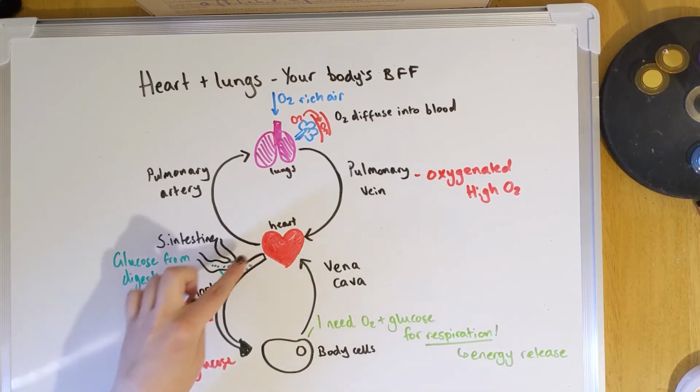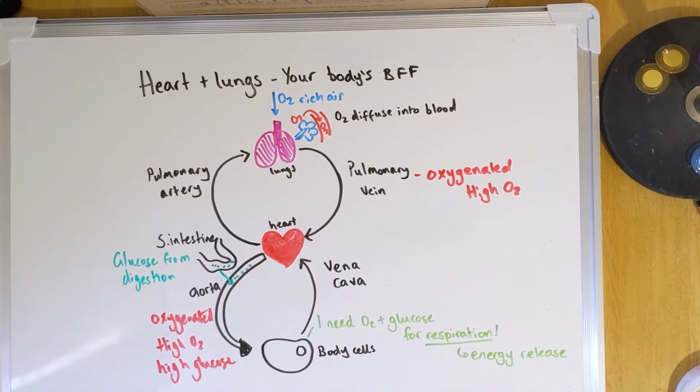So by the time the blood reaches the cells in the body, it will be high in oxygen and high in glucose. The body cells will say thank you very much and use that for energy release, and the respiration equation we can put in here to just jog our memories.